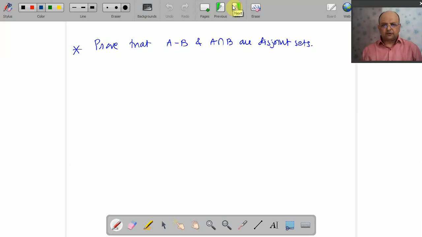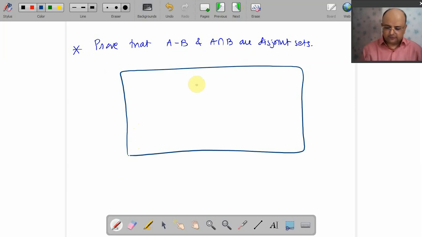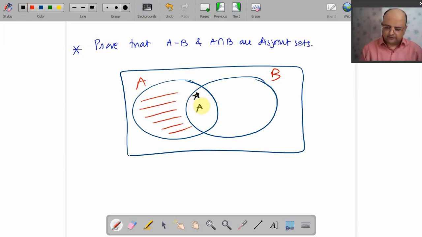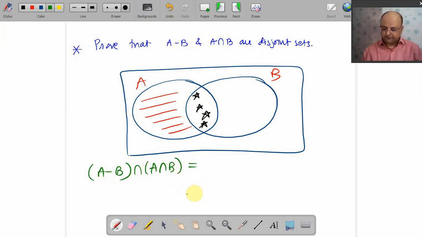Yes, you can prove that these two are disjoint sets. In fact, if I ask you to prove that these are disjoint using a Venn diagram, you can take help of a Venn diagram like this. This is your A, this is your B. This is your A minus B, and this is your A intersection B. You can see that they are disjoint. But suppose mathematically it carries 2 marks, then I have to give proof. A minus B intersection A intersection B, and I will prove that it is nothing but the empty set.